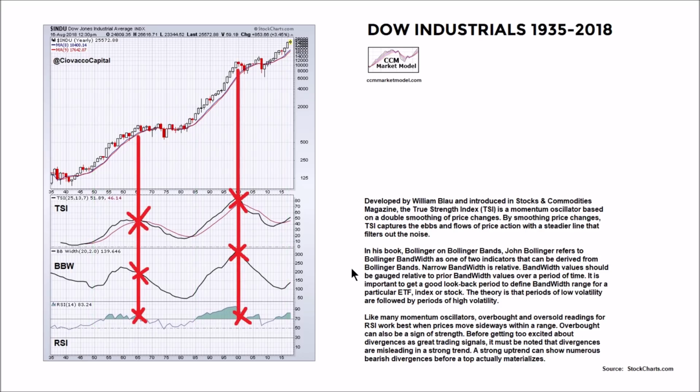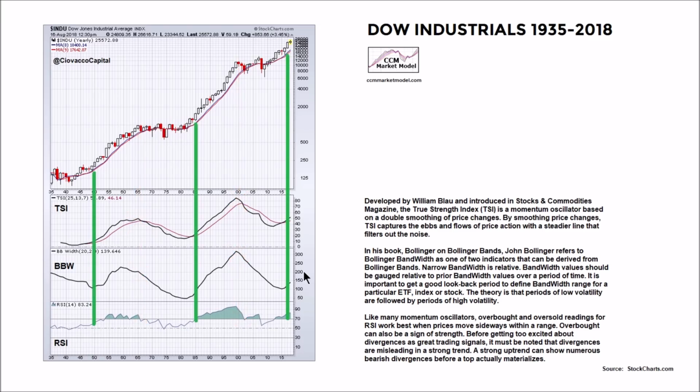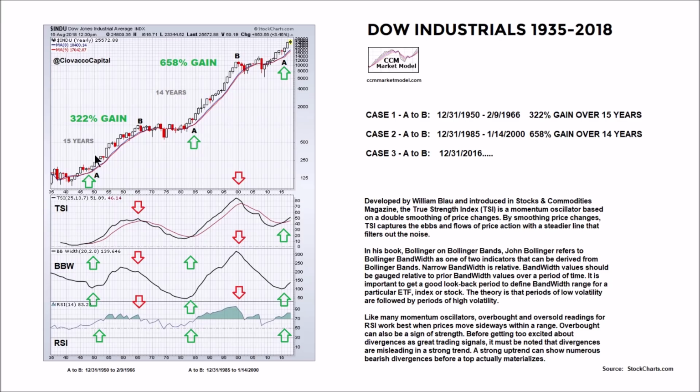A similar approach makes it abundantly clear the present day as of August 16th, 2018 looks nothing like the peaking process in the year 2000. The same can be said for this waning momentum, look here, that led to losses and consolidation that lasted years. Thus, if the present day looks more like this period and this period, and we know that this case here was followed by 15 years of gains, 322% additional gains, 14 years, 658% additional in case two.